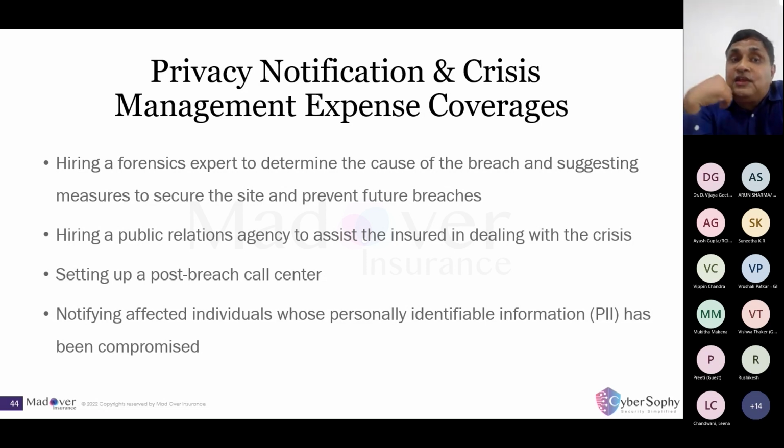And for those policies where forensics is not actually provided by the insurance company, it is very, very important that the client keeps the insurer completely in the loop whenever they are appointing the forensic expert to do the root cause analysis, in order to secure the site, in order to reduce the loss, in order to reduce or prevent future breaches. All these are very, very costly activities. You should ensure the insurance policy covers this particular part. The second part that we can talk about under these expenses is the need for a public relations agency.